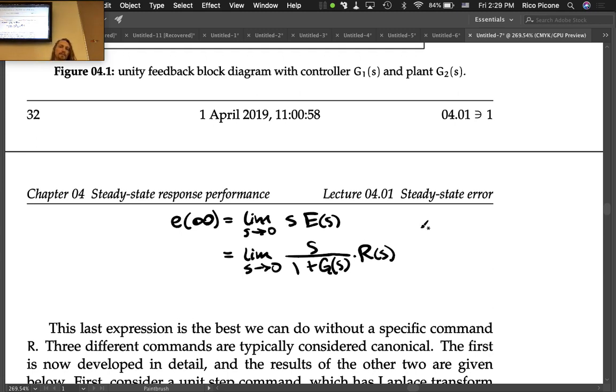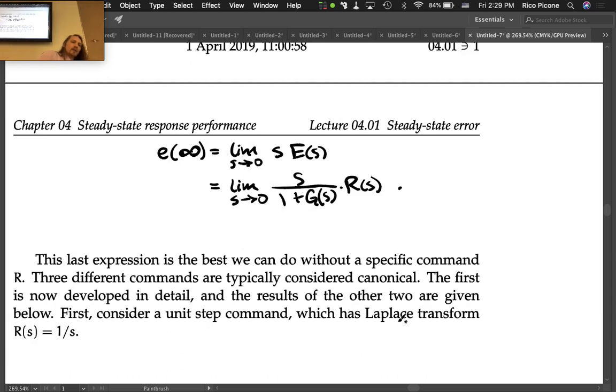Okay. This last expression is the best we can do without a specific command R. We need to know what R is in terms of being able to compute this limit. But 3 different commands are typically considered canonical. So we're just going to assume that our command is one of these 3 commands, and they'll sort of characterize the system for us. They're familiar looking functions. So yeah, we'll take a look.